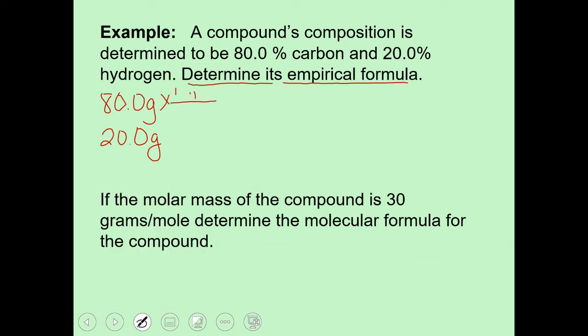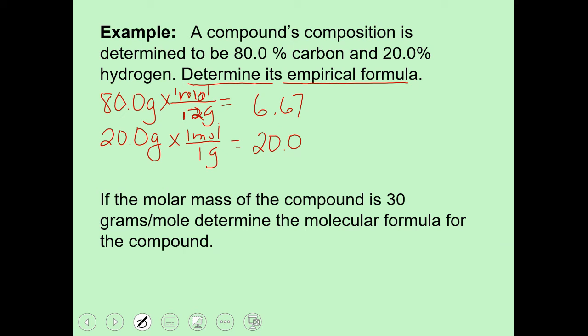So we know that a mole of carbon is 12 grams. I have a little spot on my screen sometimes that gives me issues. So that says there, that's a little better. 1 mole and 12 grams. And then the hydrogen, 1 mole weighs 1 gram. So this is easy. 20 divided by 1 is 20. So 80 divided by 12, I get 6.67.